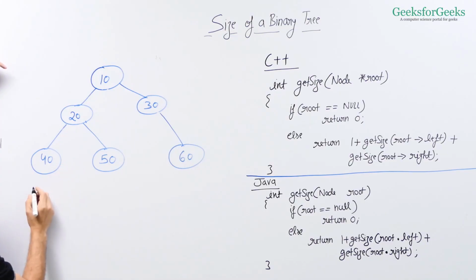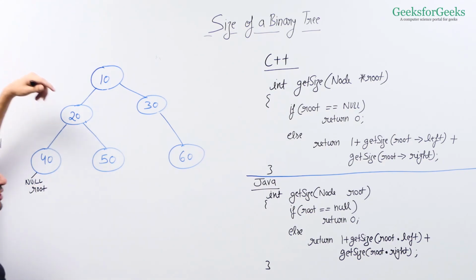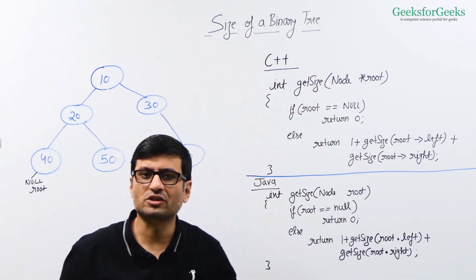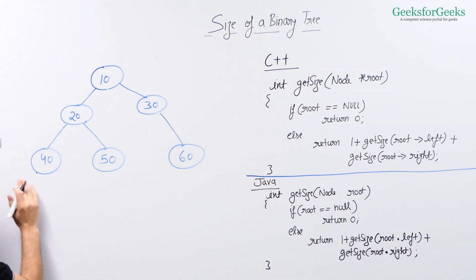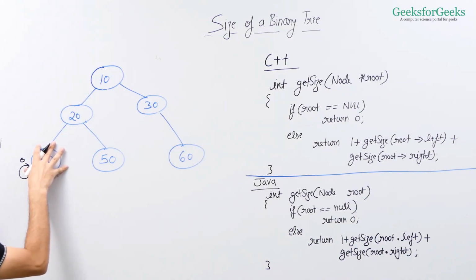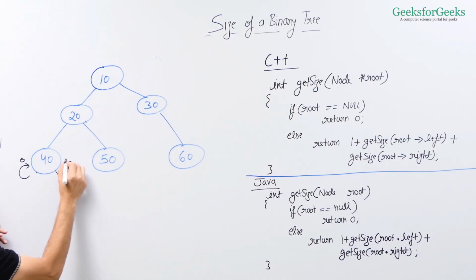And this time root is null, right? Its left child is null. So when root is null, you fall into the base case and you return 0 to the parent call. So the call for null returns 0 to this call. Now this is going to call recursively for right subtree, and right is also null. So this call is also going to return 0.